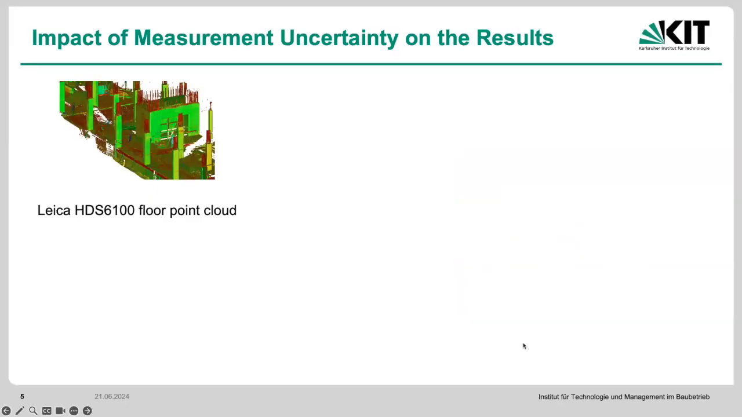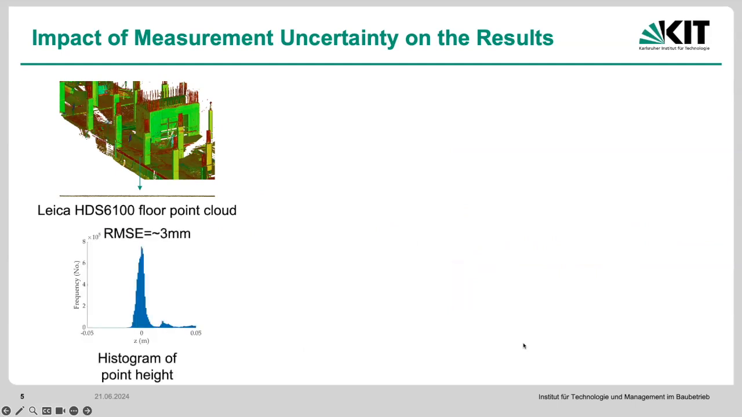So, terrestrial laser scanner point clouds. If you take a look at the floor objects here and you look at the histogram, you're going to see something like this. If you take a look at the peak of the histogram itself, it's around 3 millimeters there, which is consistent with the amount of random measurement error that you get in the instrument.